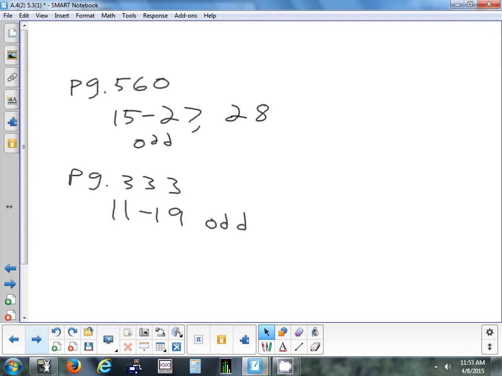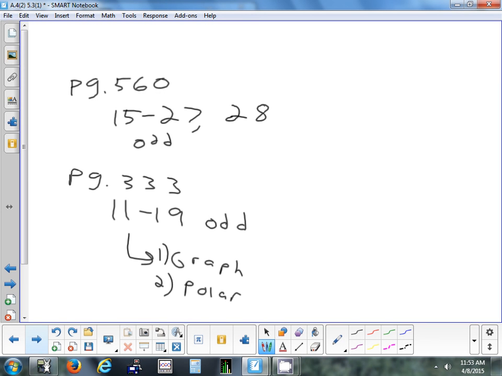So on page 560, I want you to try 15 to 27 odd and 28. That's multiplying and dividing in rectangular. And then page 333, 11 to 19 odd. There are 2 steps for 11 to 19. Step 1, graph it. Step 2, write it in polar. So for each problem, 11 to 19, graph it just like we did at the beginning, and then change it to polar, just like our last problem.